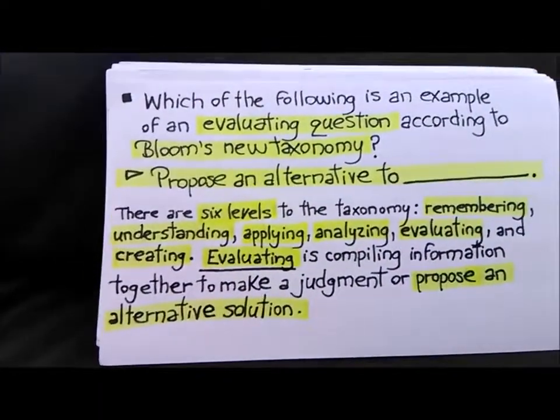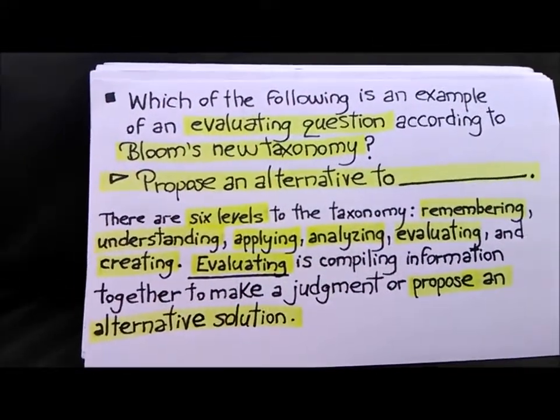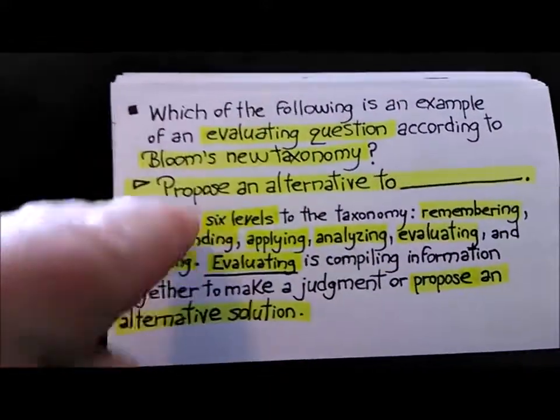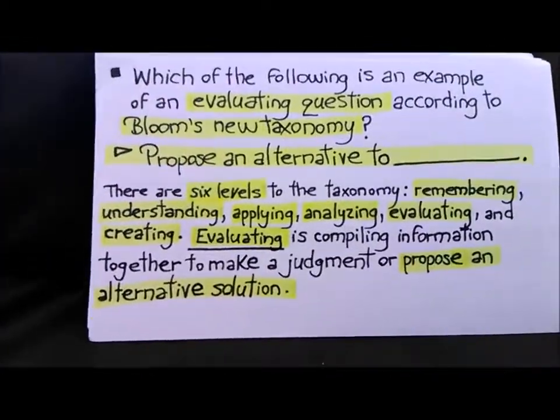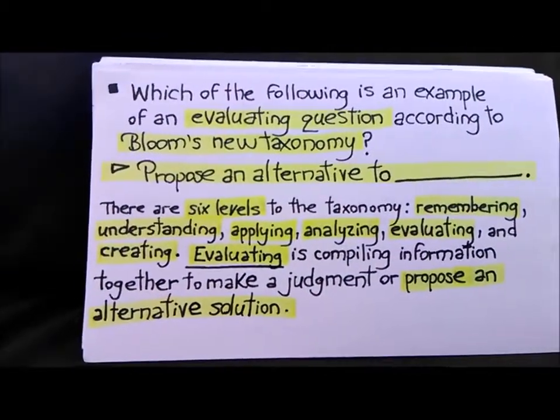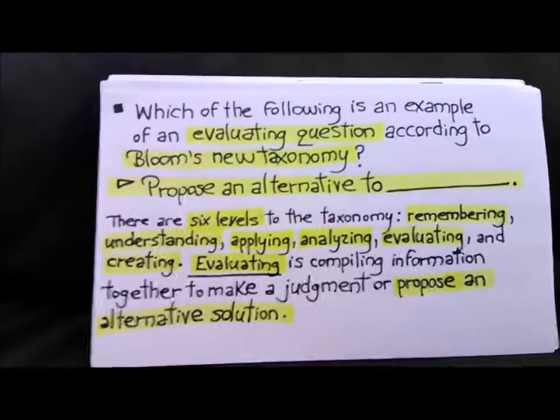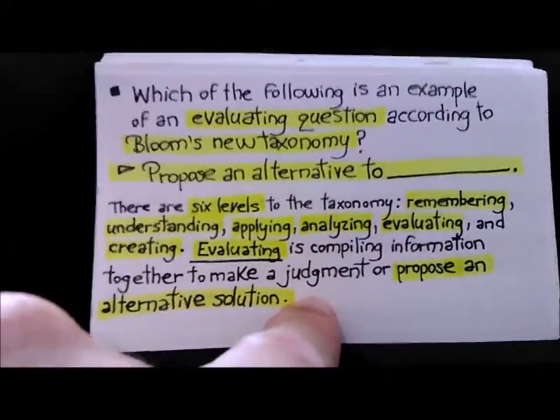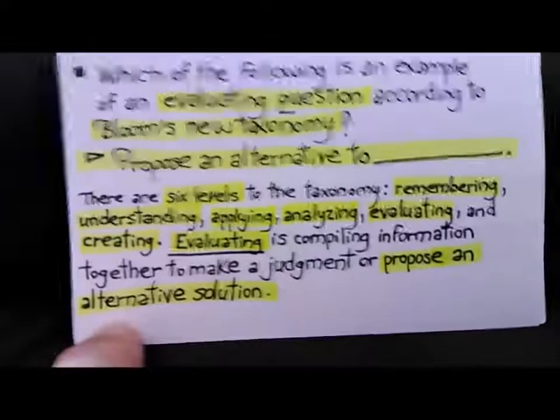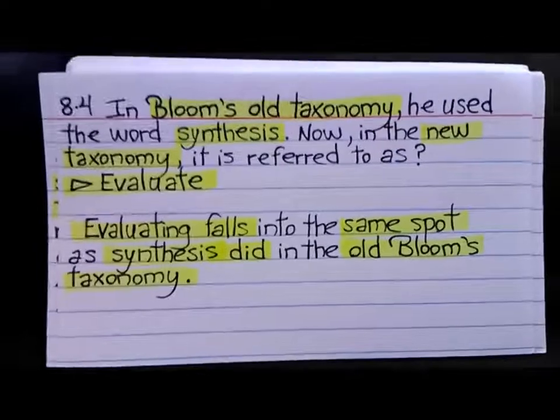Which of the following is an example of an evaluating question according to Bloom's new taxonomy? Well, propose an alternative to. Okay? Propose. There are six levels to this taxonomy: remembering, understanding, applying, analyzing, evaluating, and creating, which is the highest on Bloom's taxonomy. Evaluating is compiling information together to make a judgment or propose an alternative solution. Propose. Okay? You got that? Yes, I hope you do.